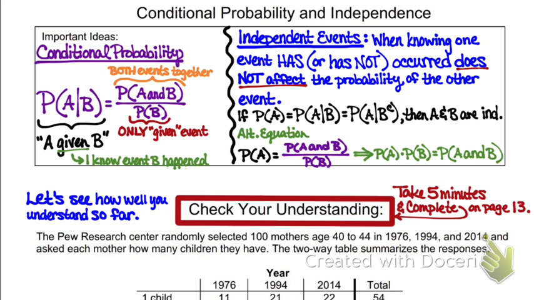The probability of A given B, or I know that event B happened, is equal to the probability of A and B, they both happened, divided by the probability of just B. This is what you guys were intuitively doing when you were setting up those other probabilities.